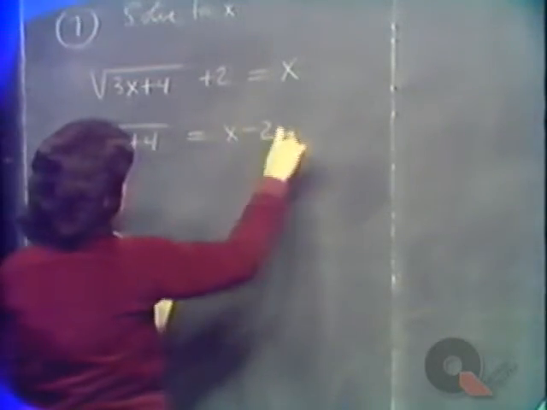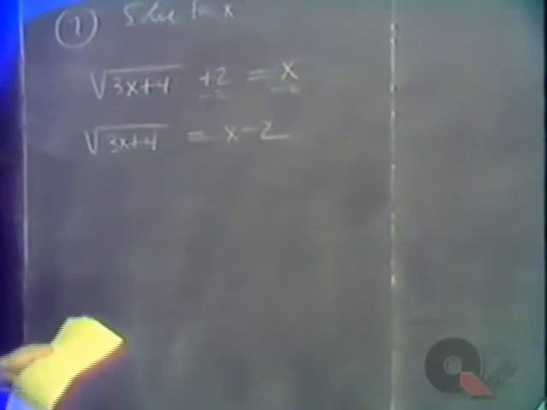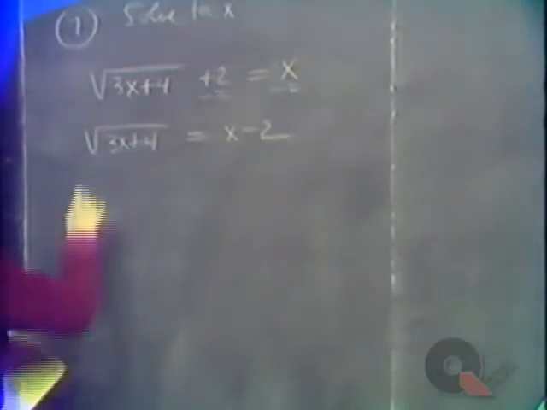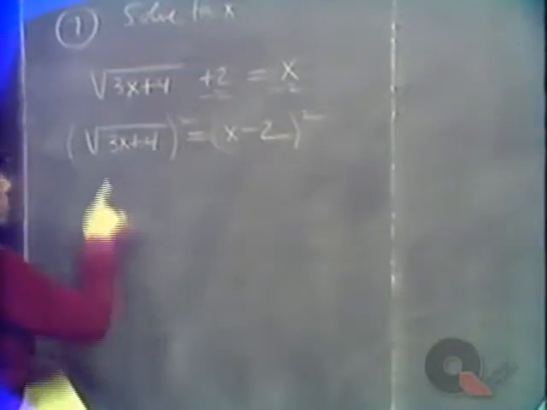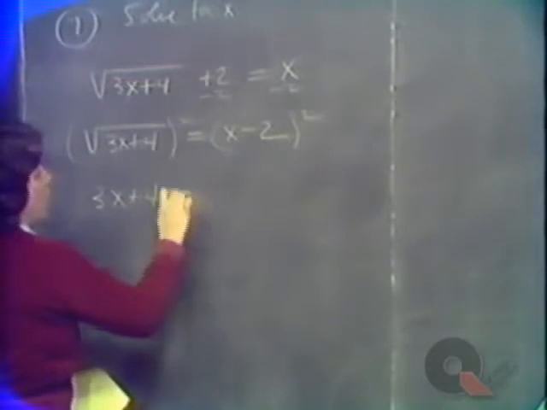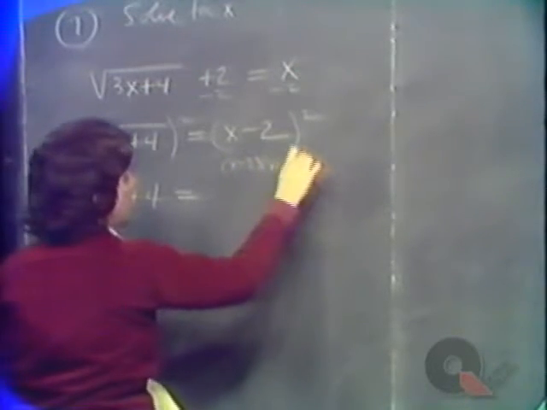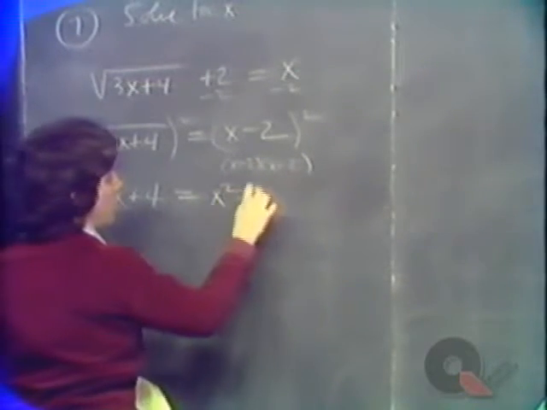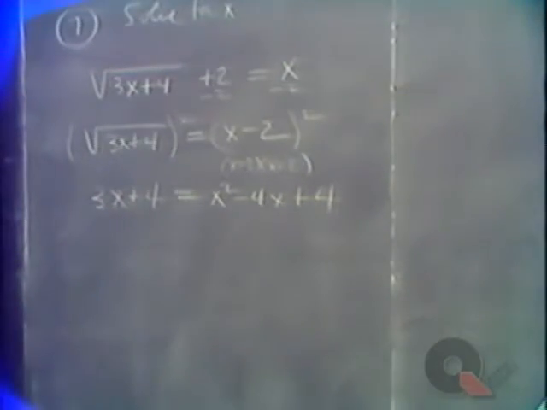The square root of 3x plus 4 is x minus 2. I've subtracted 2 from both sides. And now I can square both sides. This will give me the square root of 3x plus 4 squared, which is just 3x plus 4, equals x minus 2 squared, which is x minus 2 times x minus 2. That is x squared minus 4x plus 4.